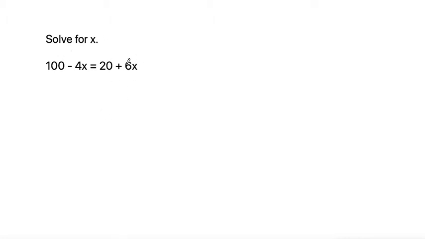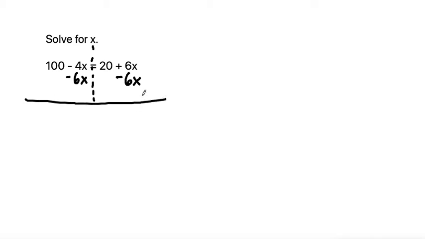So since we have this 6x on the right side, it's positive. To move it to the left, we need to subtract 6x on the right because 6x minus 6x goes to 0. But what we do on the right side of the equal sign, if we draw a little line through our equal sign, if we do something on the right, we have to do the same thing on the left in order to keep the equation balanced. So let's subtract 6x on the left side as well.